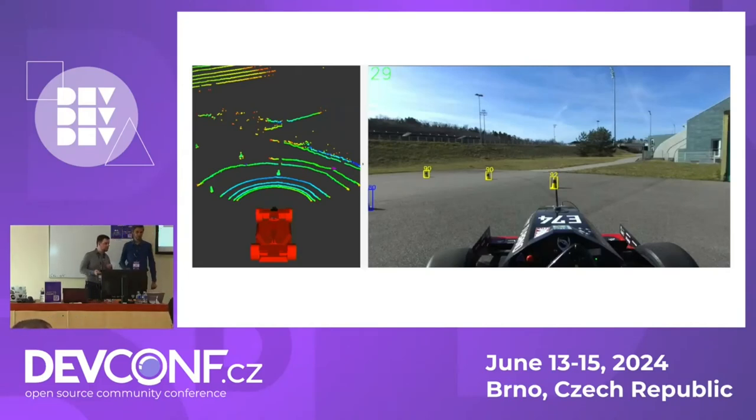The question was if the path planning is two-dimensional or three-dimensional. I think Mario can answer. Yeah, the map is two-dimensional because it's defined in our rules that all the tracks are flat for the driverless, so we don't need to calculate the elevation changes and stuff like that. So we use only 2D maps.